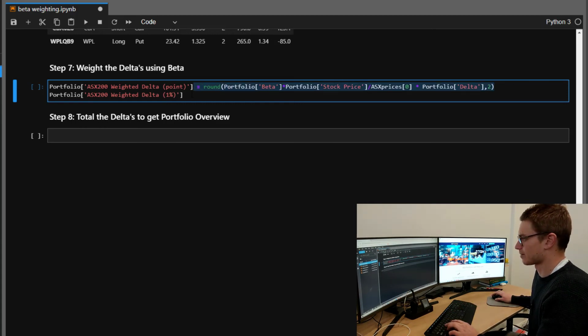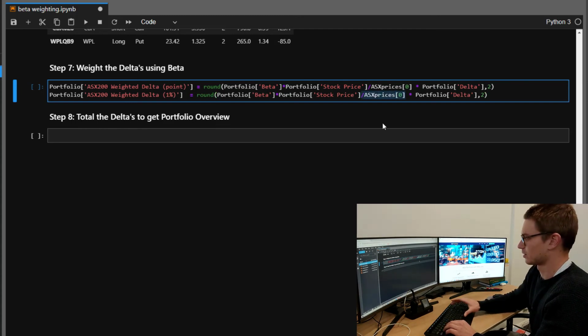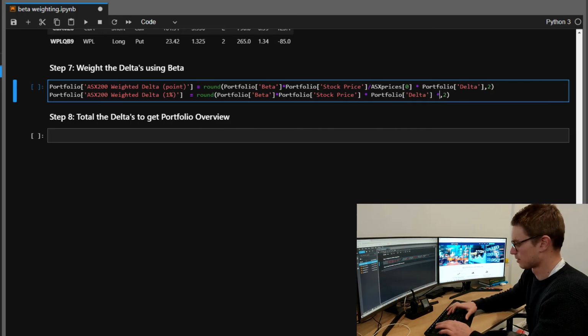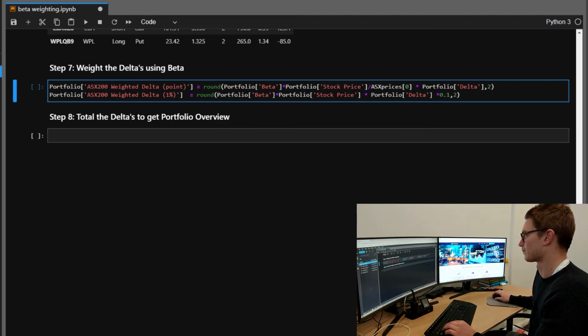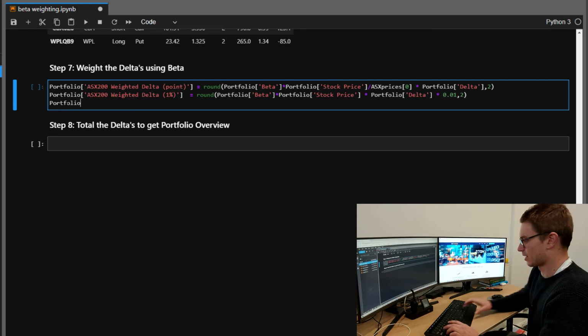We're going to do the exact same thing for this 1% case here, except instead of getting it in terms of per point, we just need to multiply by 0.01 for a 1% change. Let's return our portfolio.